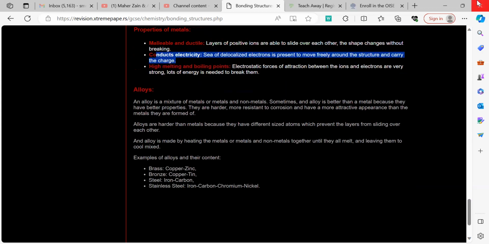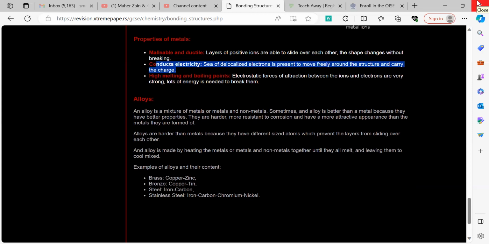Now, what are alloys? Alloys, you need to know, are mixtures of metals with other elements. The extremely important thing is what makes them harder than pure metals. This combination makes them harder because they have different sized atoms, and unlike in pure metals, where layers slide over each other, in alloys the layers of atoms are prevented from sliding over each other because the sizes of the atoms are not the same.